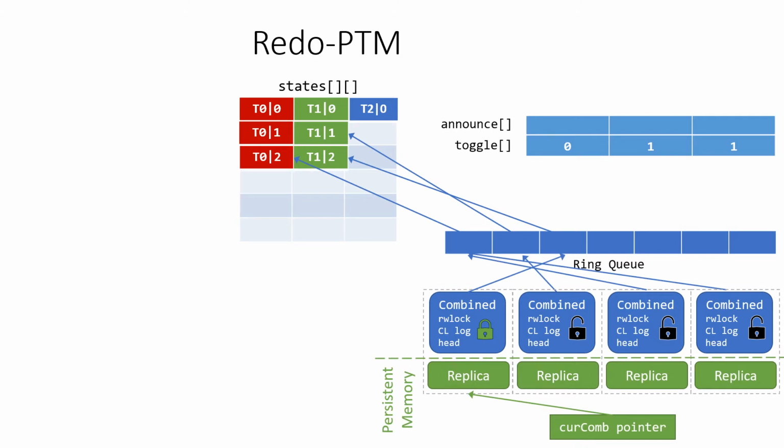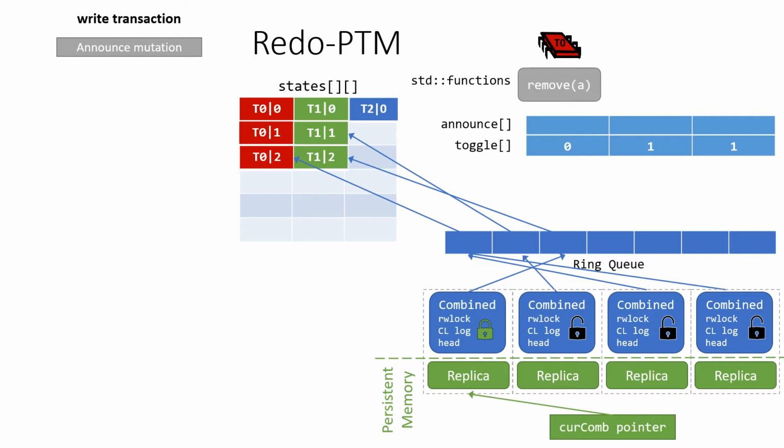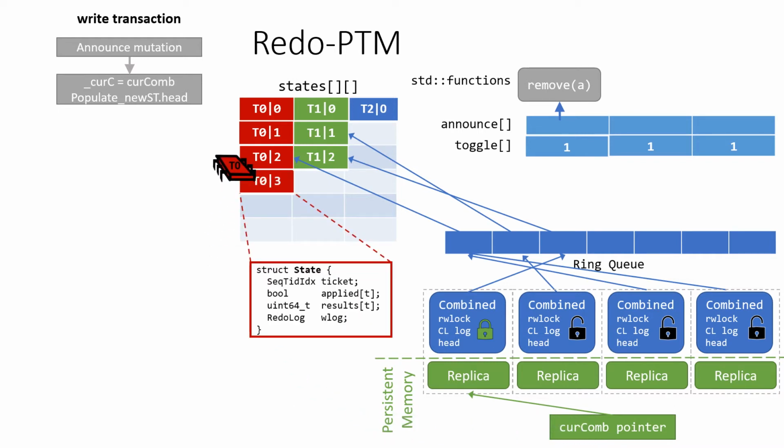In the first step, the thread announces its transaction by setting an atomic pointer to its own std::function where the transaction is located and toggling a bit. This is Turn consensus. Then it will read the current curComb pointer, save it in a local variable, and populate a state entry with the new values. It will then help advance the head of the ring queue in case it's needed. This is similar to what the Michael-Scott queue does for the tail.